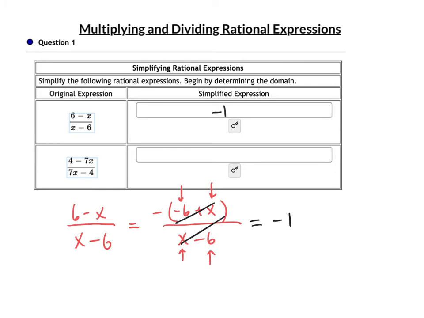The same thing happens here because I can pull out a negative, and I would have negative 4 plus 7x over 7x minus 4. The 7x's are both positive, the 4's are both negative, and those cancel, but that means I'm left with negative 1 again.